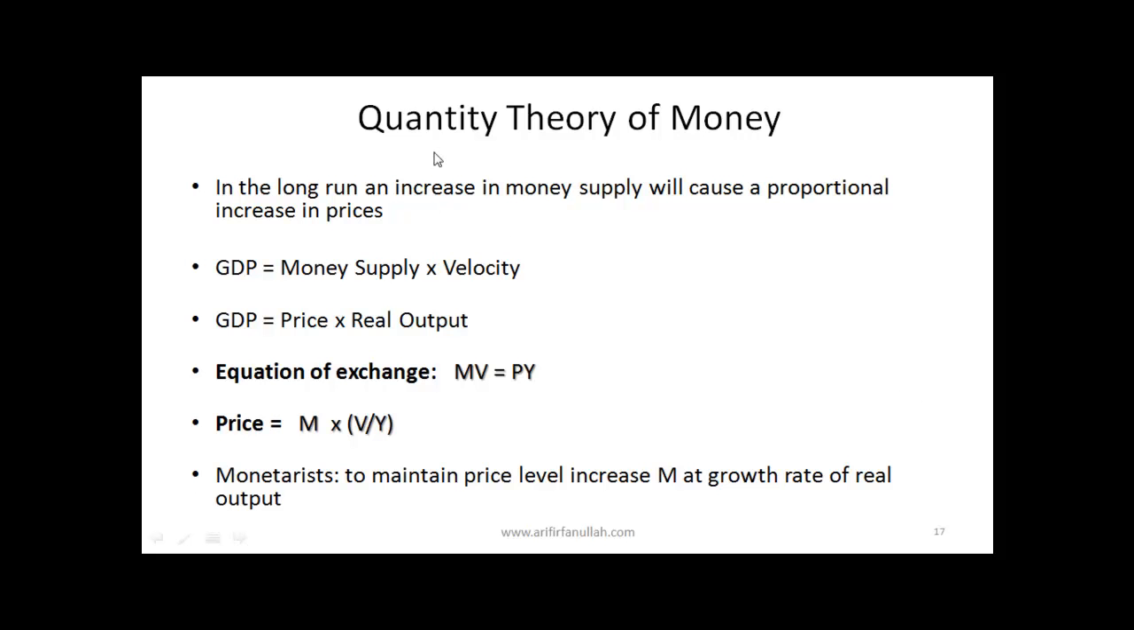Quantity theory of money. In the long run, an increase in money supply will cause a proportional increase in prices. So from an exam standpoint, you need to memorize the fact that the one-line definition of the quantity theory of money is this: that in the long run, an increase in money supply will cause a proportional increase in prices. What's a simple intuition behind this?